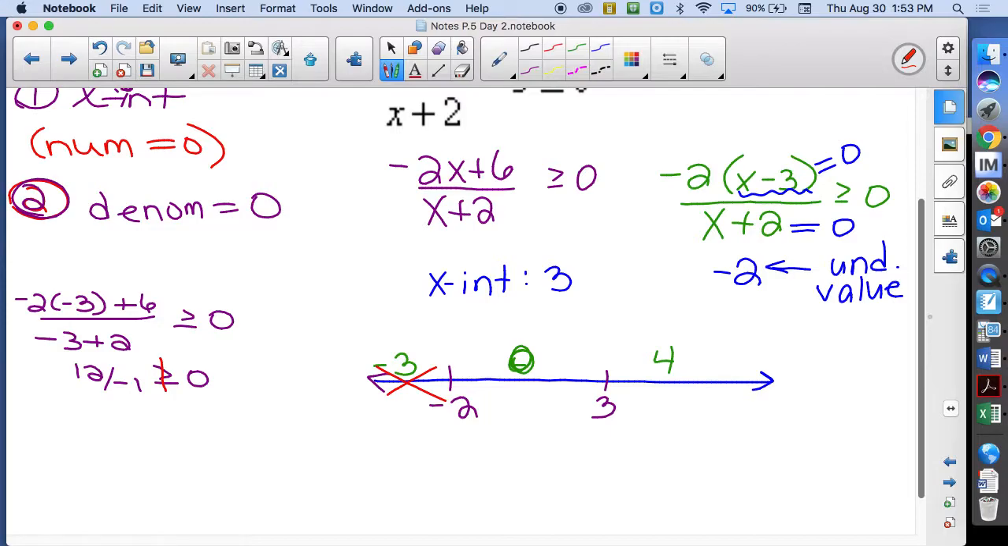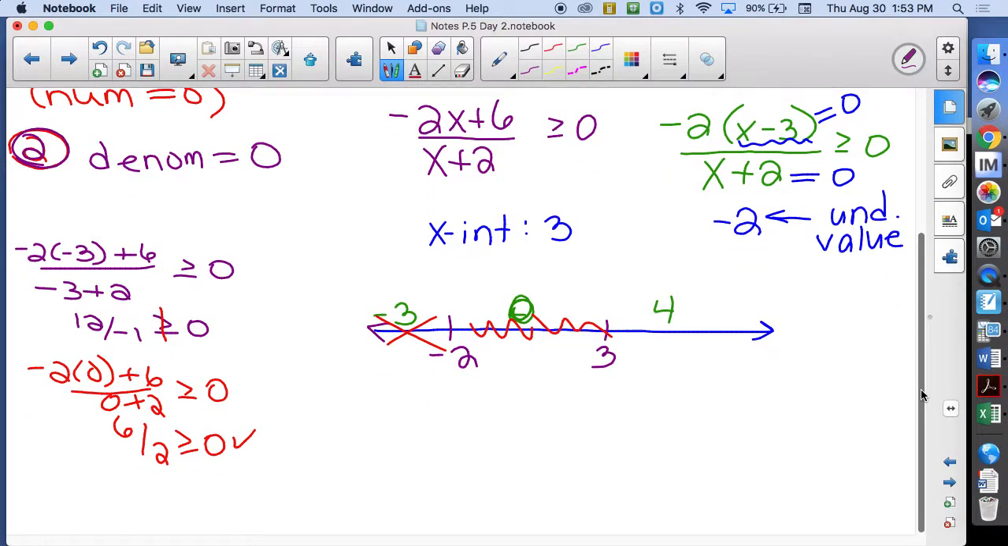If we plug a 0 in, we have -2 times 0 plus 6 over 0 plus 2. Is that greater than or equal to 0? So on the top we get a 6, on the bottom is a 2, which makes 3, and that is greater than or equal to 0. So this is a solution. And then just checking the last one, -2 times 4 plus 6, and then 4 plus 2.